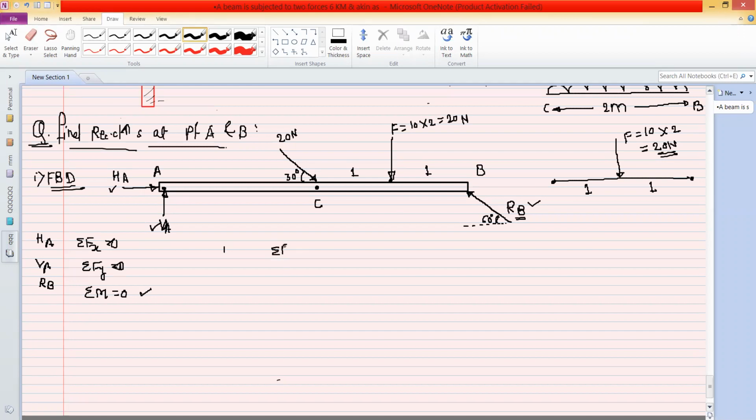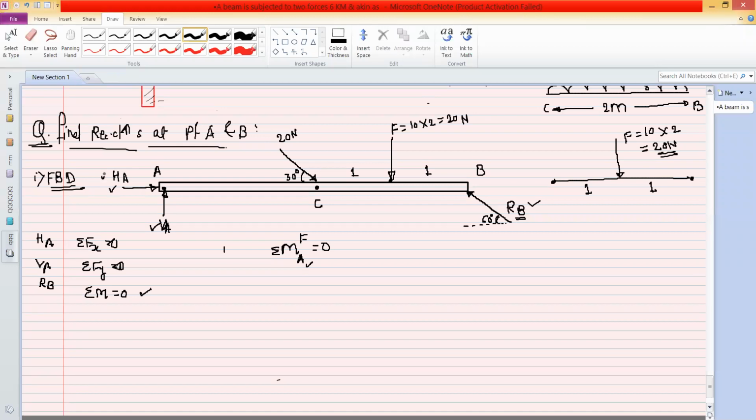So first use summation of moment at point A by all the forces, it is equal to 0. Okay. Why are we selecting point A as the moment point? Because at point A, there are two unknowns, HA and VA. And if you use the moment equation at point A, then we can cancel out the reactions HA and VA directly, and then we can get the one unknown reaction RB.